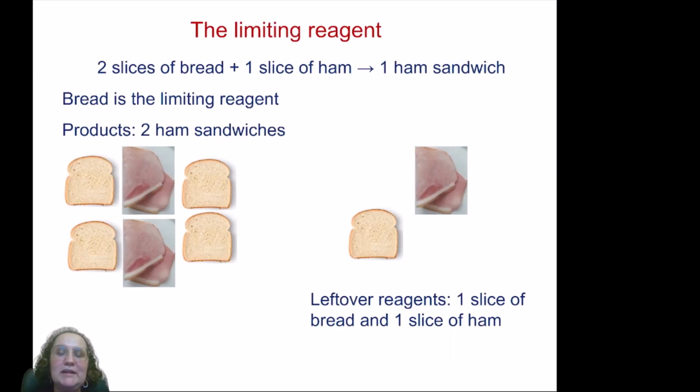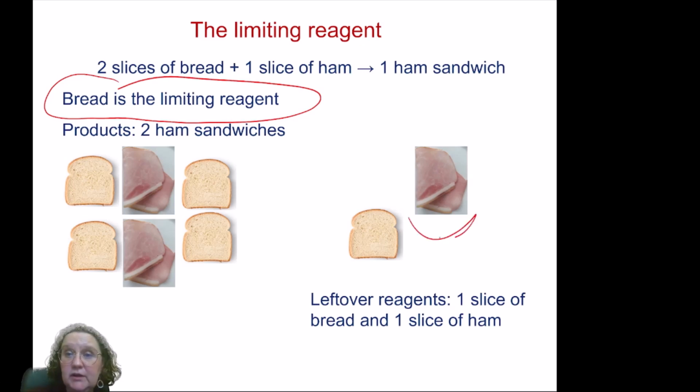So imagine the imaginary chemical reaction of 2 slices of bread and 1 slice of ham to give me 1 ham sandwich. With my 5 slices of bread and my 3 slices of ham, I would be able to make 2 ham sandwiches, and I would have some leftover reagents: 1 slice of bread and 1 slice of ham. The limiting reagent in this case is the bread, because we have enough ham to make another ham sandwich. What we don't have is bread. We only have 1 slice and we need 2. So bread is the limiting reagent.